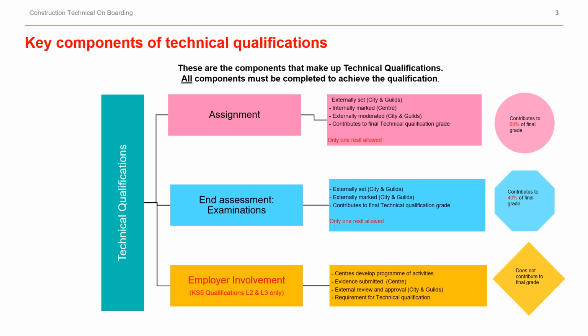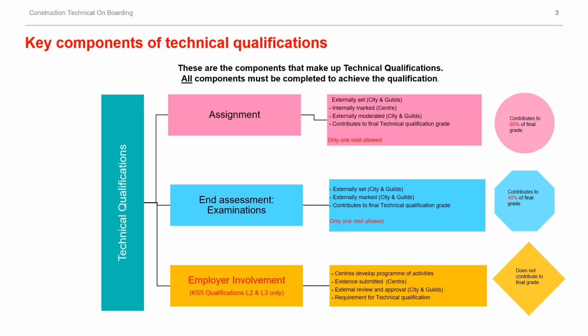The second part is an examination. Again, City and Guilds will set it. City and Guilds will mark it, and again they go through a moderation process, and there'll be an overall grade of a pass, merit or distinction, and that's worth 40% of the overall marks. Please note, in both cases, for both the assignment and the exam, there is only one reset allowed.